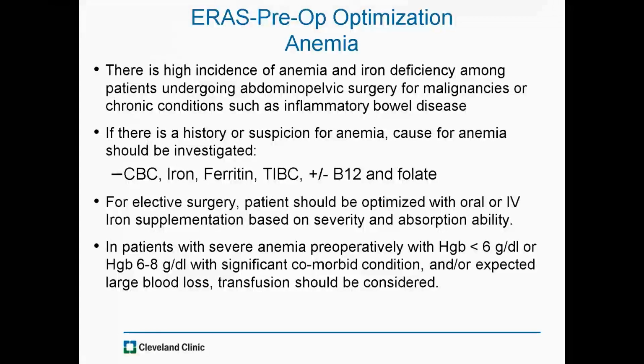And there's data that has shown that giving patients iron supplementation before surgery can reduce the need for transfusions, and that's important. However, in patients who have severe anemia preoperatively with a hemoglobin that's less than 6 or a hemoglobin that's between 6 and 8 with significant comorbid conditions and/or expected large blood loss during surgery, those are patients that you might want to consider preoperative transfusing.